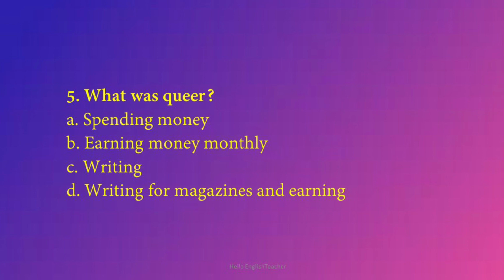So question number 5, what was queer? Queer means strange. So spending money, earning money monthly, writing for magazines and earning. So according to the thief, writing for magazines and earning was queer, was strange for him. So the answer is D.